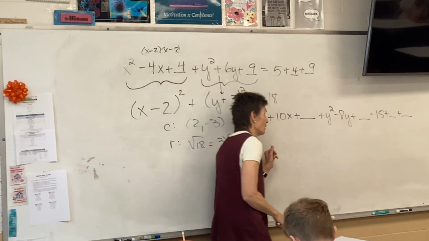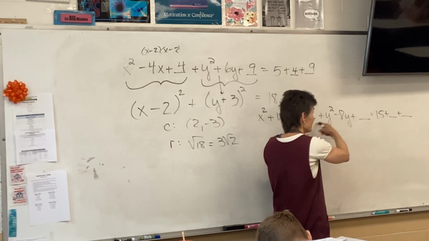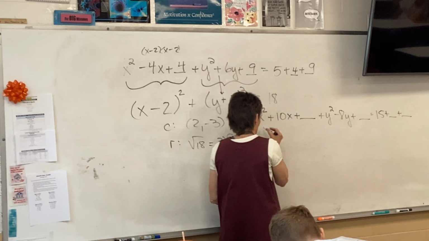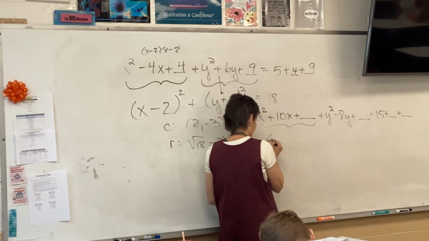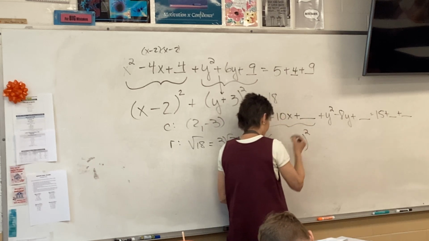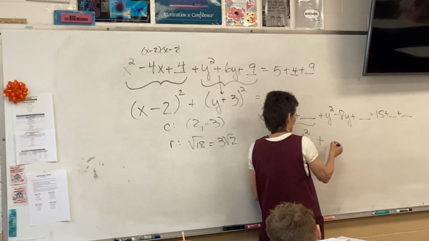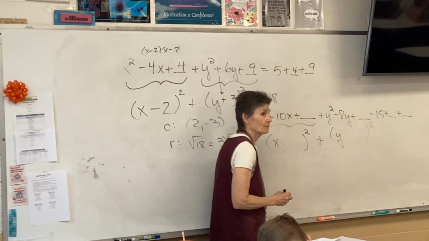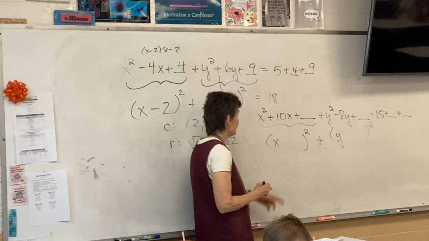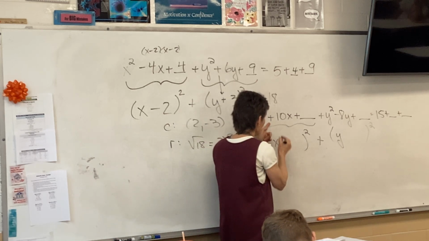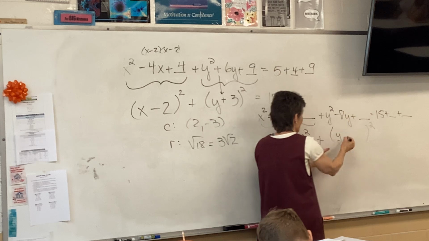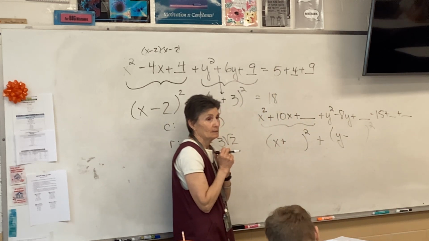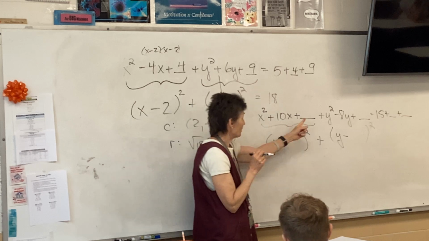To remember though, that you got 2 blanks on this side, you're gonna have 2 blanks over there. This is going to be a parentheses squared, and this is going to be a parentheses squared. This one is going to be x plus, and this one is going to be y minus, and now we just have to figure out the numbers that go in there. So remember how we do that. How do we fill this blank?